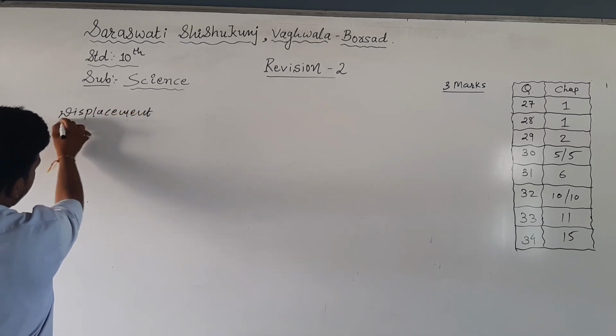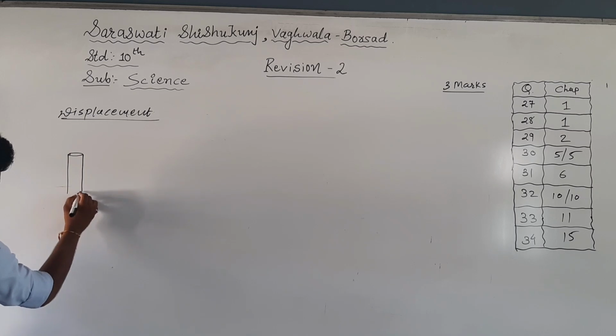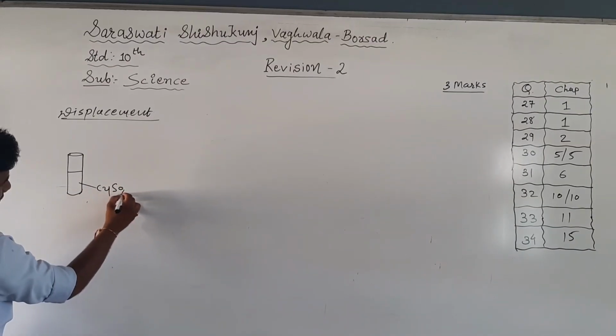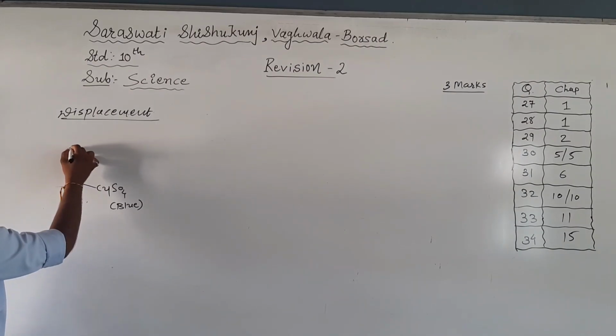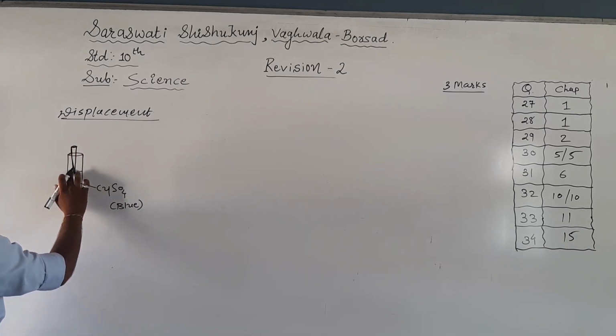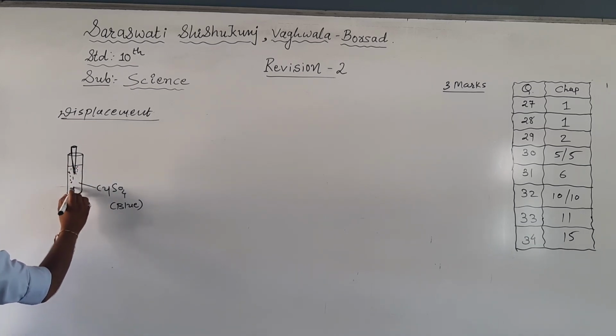If we talk about displacement, there is one simple activity, as we all know. We have a test tube. In that test tube, we have CuSO4, which is blue in color. In that, we have kept iron. Just add a little bit more CuSO4. So what will happen after some time?